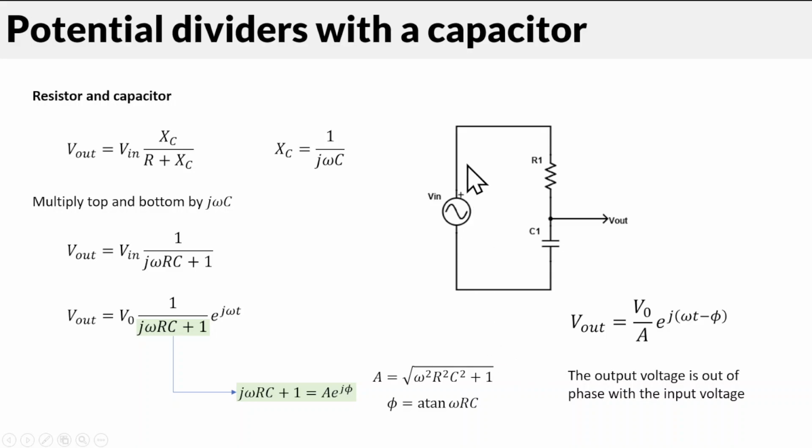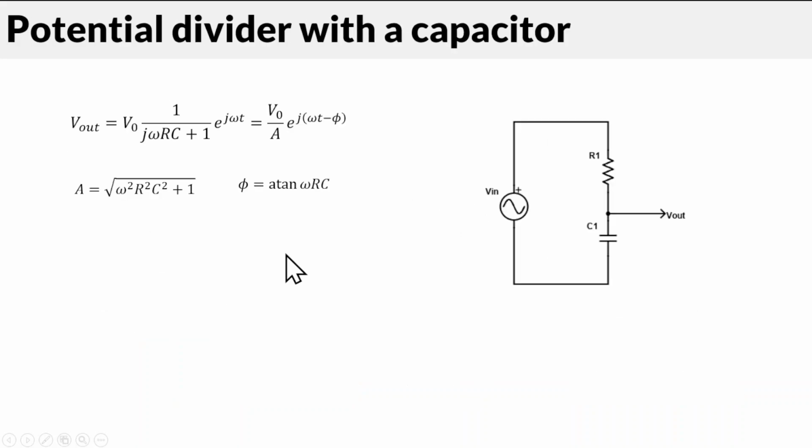even if the amplitude of the input voltage stays the same. If we change its frequency, we're going to have a different amplitude of the output. And we're also going to have a phase change, which also depends on the frequency. But the output voltage is now out of phase with the input voltage. So let's take a look at what the implications of that are.